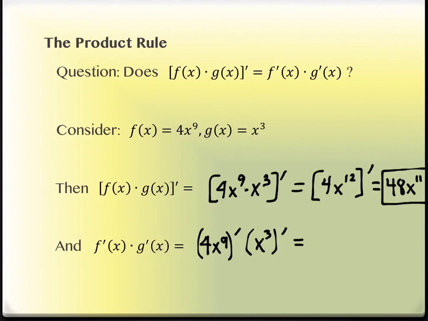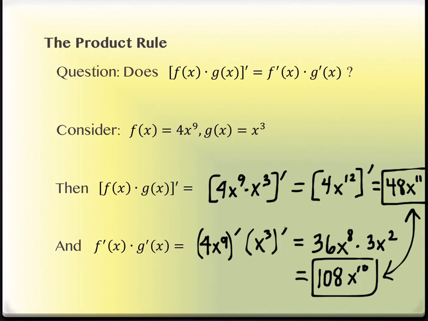So what's the derivative of 4x to the 9th? 36x to the 8th. Very good. And what's the derivative of x cubed? 3x squared. Now what do I get when I multiply 36x to the 8th times 3x squared? 108. Some of you are good at multiplication. I didn't even hear any calculators clicking on that. Very good. How about the x? X to the 10th.